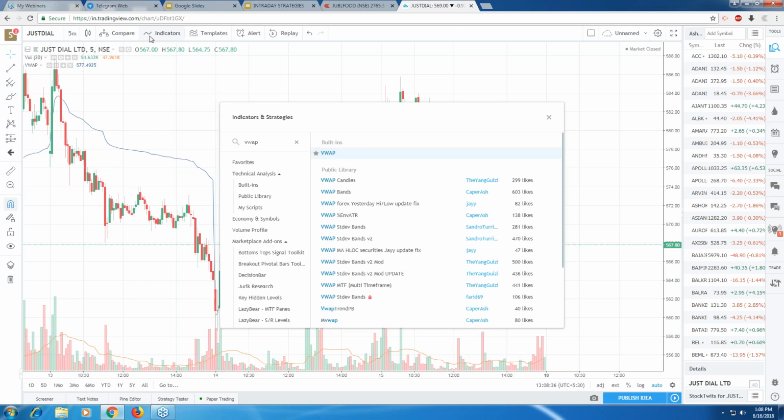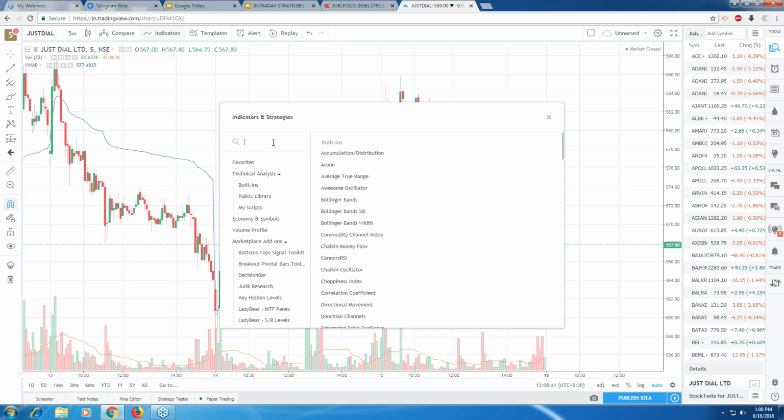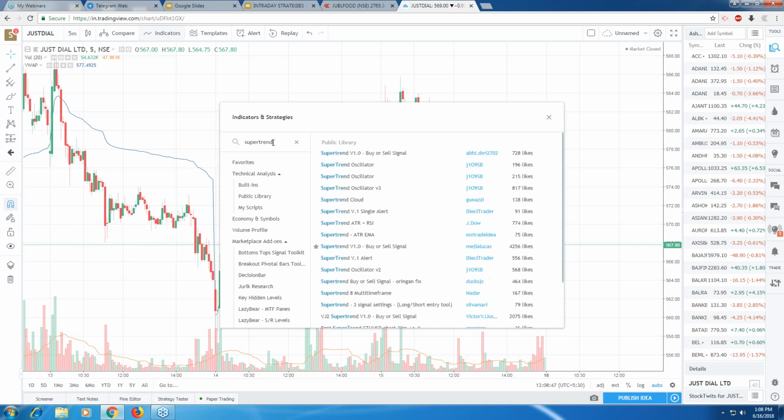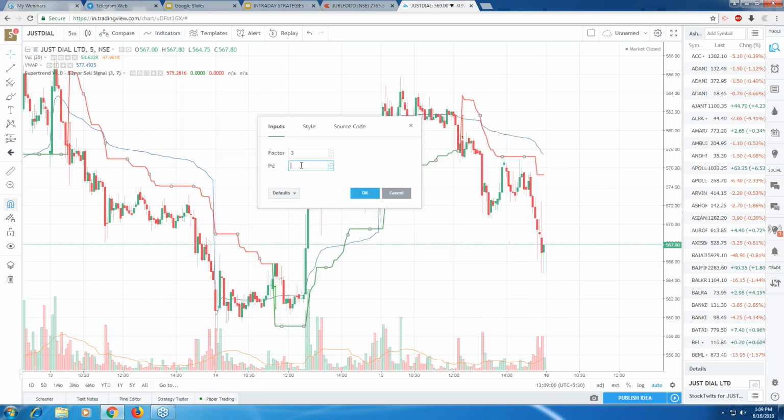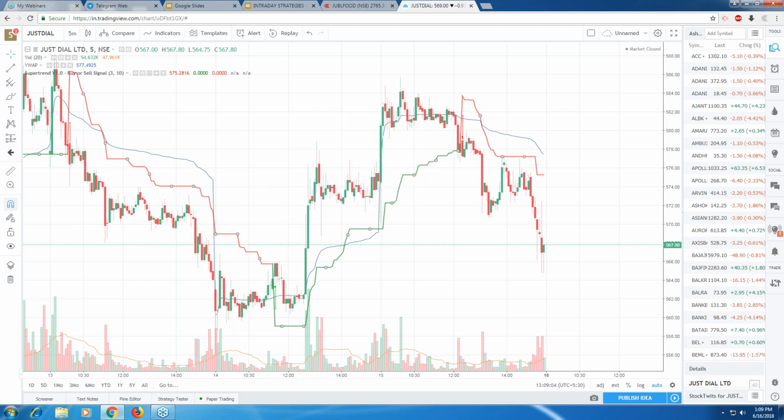The second one now I'm going to put is Supertrend. The setting is 3 and 10. Supertrend buy and sell signal, this is the one I'm going to take, and I'm going to go to its settings and change the period to 10 instead of 7, with the factor at 3. Period is 10, factor is 3. Okay.